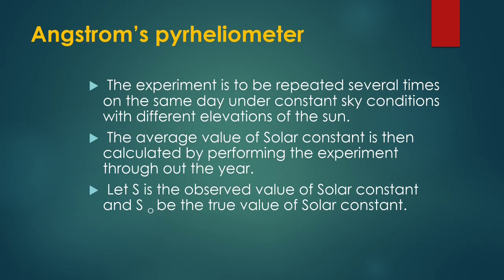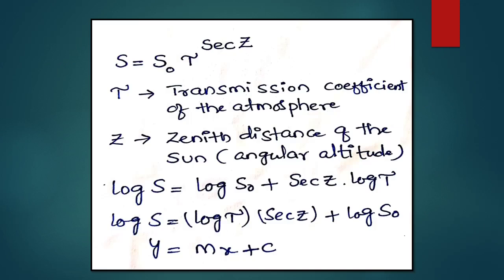This experiment is repeated several times on the same day under constant sky conditions with different elevations of the sun. The average value of solar constant is then calculated by performing the experiment throughout the year. Let capital S be the observed value of the solar constant and S naught be the true value of the solar constant. Then the two are related as below. S is equal to S naught into tau power secant z. Here tau is the transmission coefficient of the atmosphere.